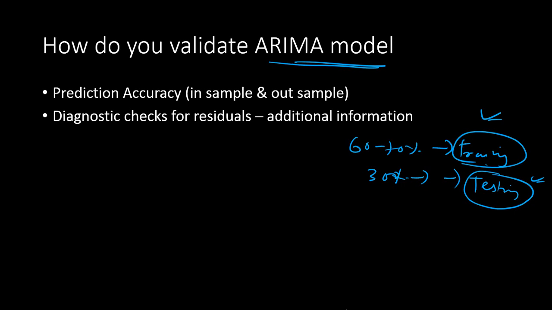How does this apply to time series forecasting? Remember one thing, for time series forecasting we take only one variable, right? It's a univariate time series. So the only way in which you can divide the sample is that you have to take the latest observations and put them in the holdout sample. So one has to be very careful while finding the in-sample and out-of-sample, or the training sample and the testing sample.